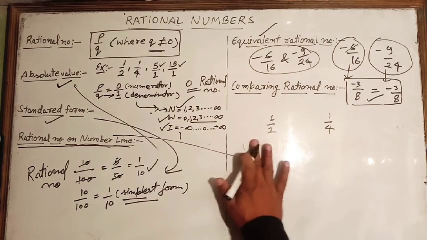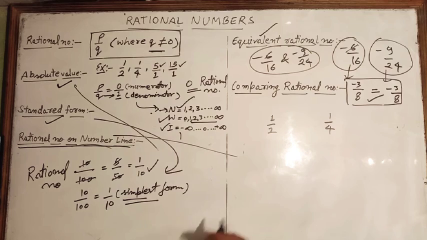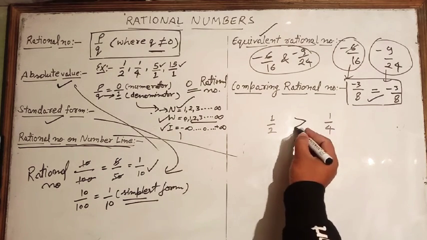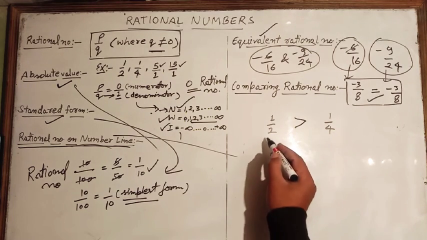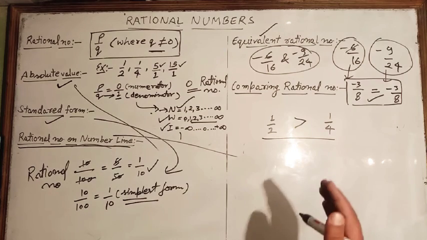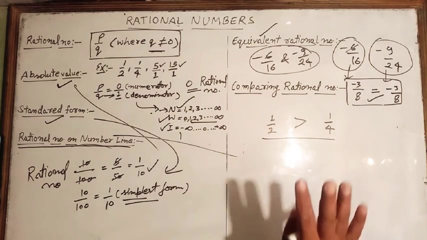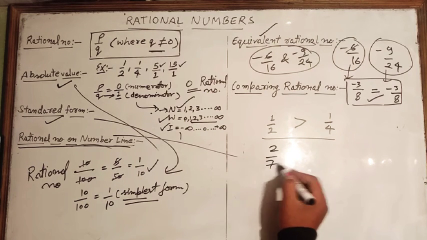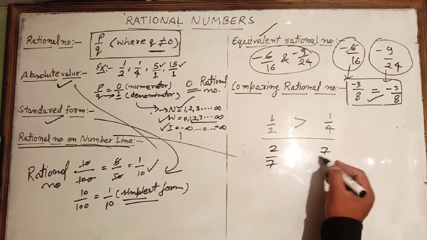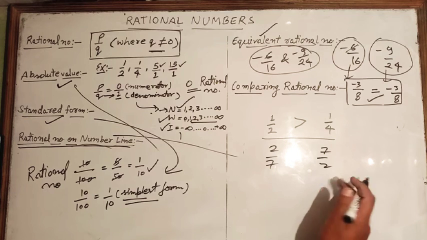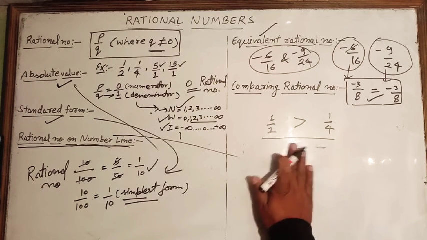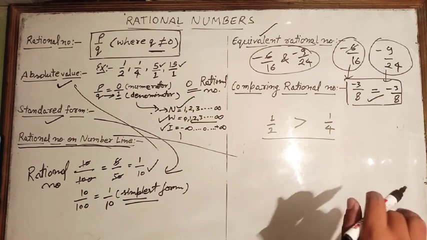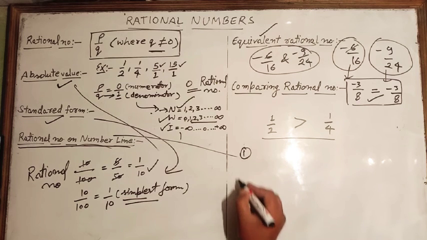Now you can see from here which fraction is greater. You know that half is greater than a quarter, and we can say that by seeing. But if we don't know, somewhere there is a fraction like 2 upon 7 or 7 upon 2, which one will be greater? At that time you will feel difficulty. So what is the way that we will find out? There are two ways, first one and second one.